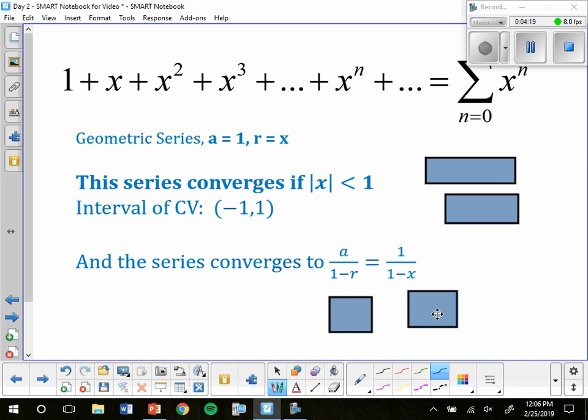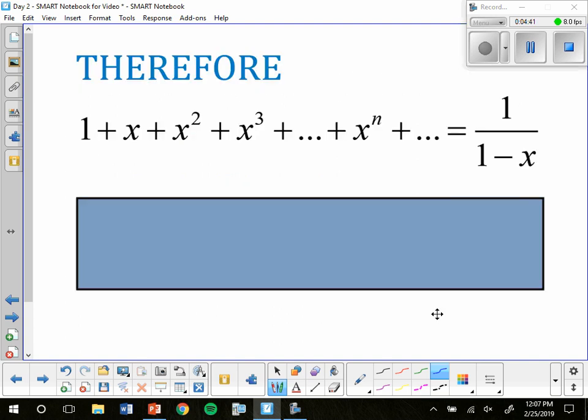What that means is x is whatever we plug in. It's a function, so we can plug in values. Does that make sense? If I plug in 0.5, the series is going to converge to 1 over 1 minus 0.5. If I plug in 0.7, it converges to 1 over 1 minus 0.7. What's going to happen if I plug in 80? It's going to diverge, because that's not in my interval of convergence.